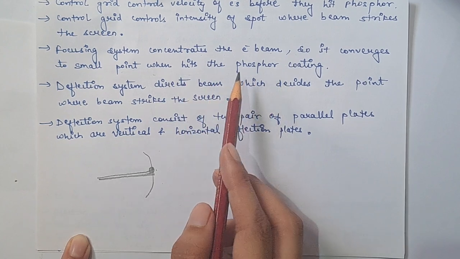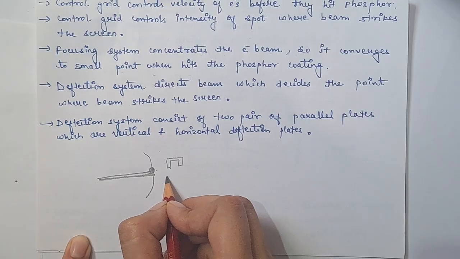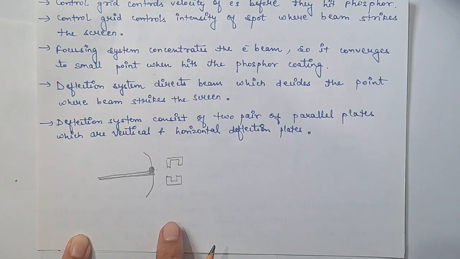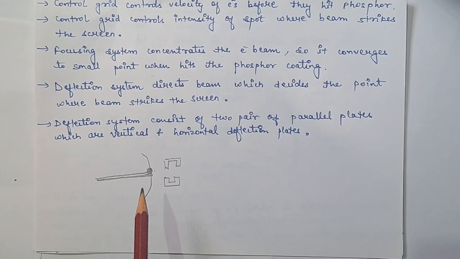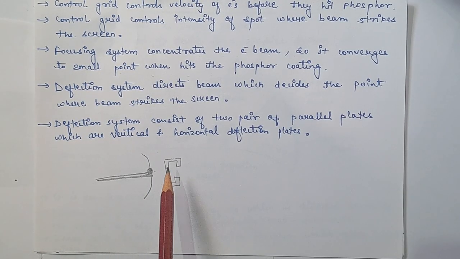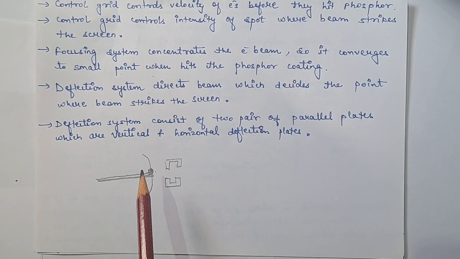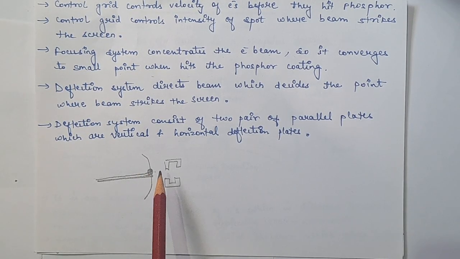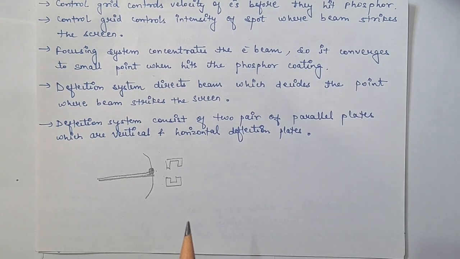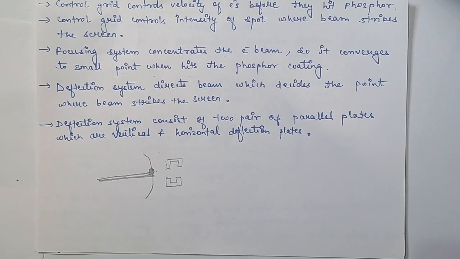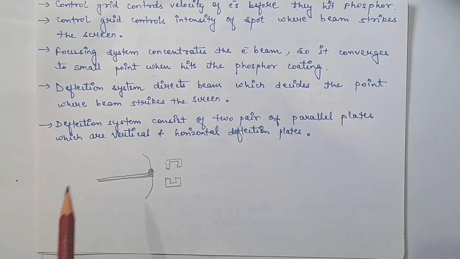Next, coming towards the focusing system concentrates the electron beam so it converges to small point when hits with the phosphor coating. We have seen in the diagram the focusing system were like this. You may have seen in the diagram previously. So these were the focusing system. So जो focusing system होते हैं वो क्या करते हैं, जो हमारी इलेक्ट्रॉन बीम होती है उसको हेल्प करते हैं कि वो कंसंट्रेट करे एक पॉइंट पे, जिससे कि वो एक स्मॉल पॉइंट पे कन्वर्ज करे जब भी वो फॉस्फोर कोटिंग को हिट करे.